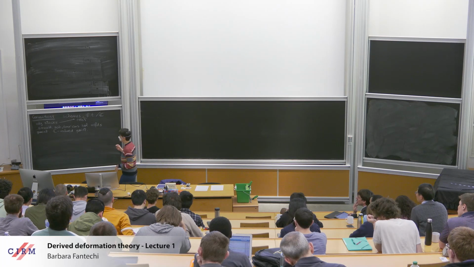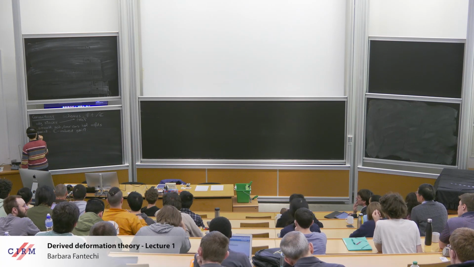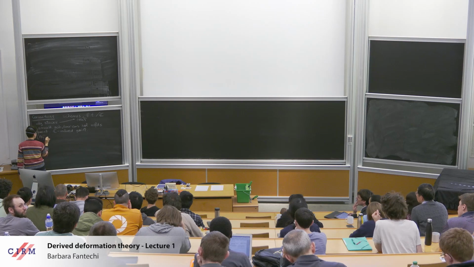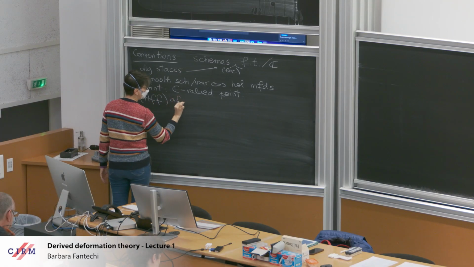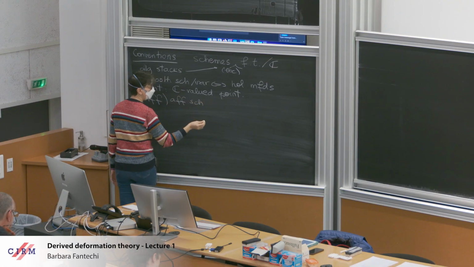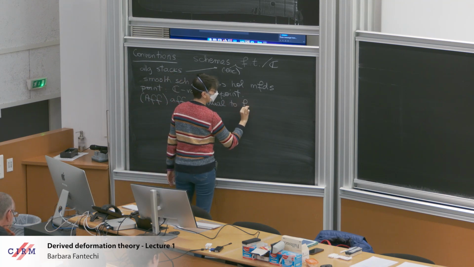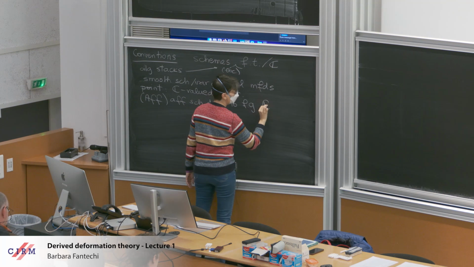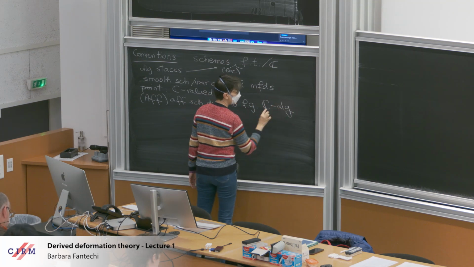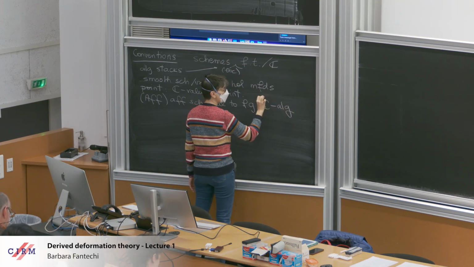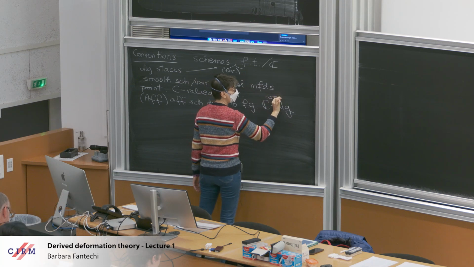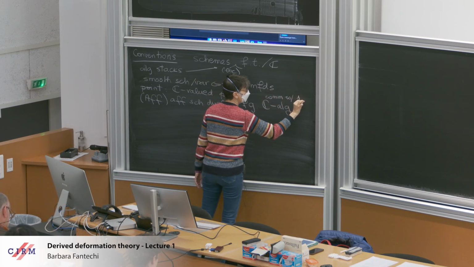And in particular, the category of affine schemes will be dual to finitely generated complex algebras. And when I say complex algebras, I always mean commutative with 1.